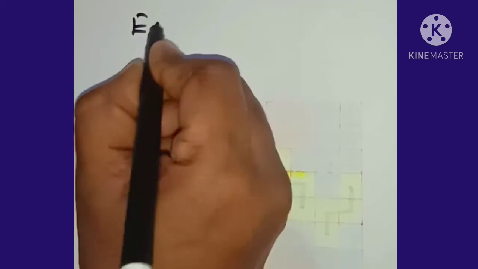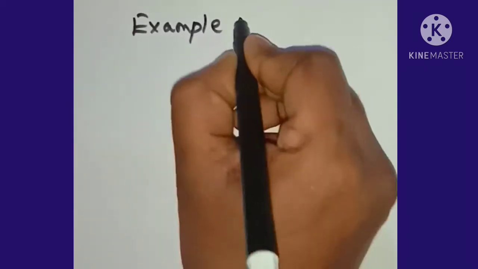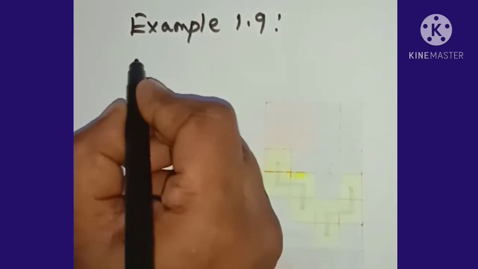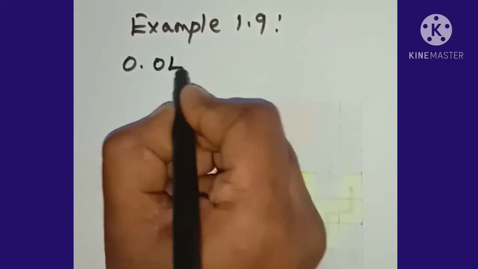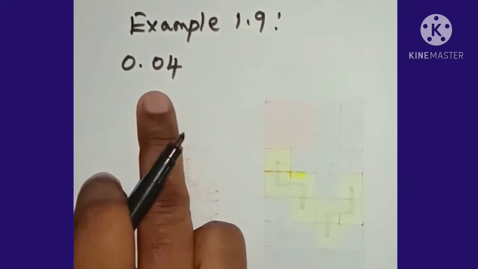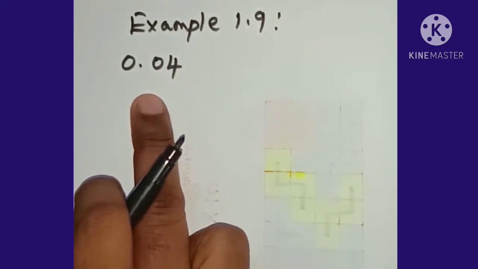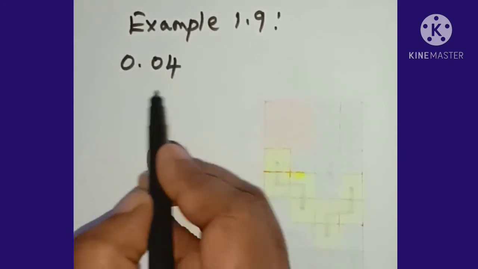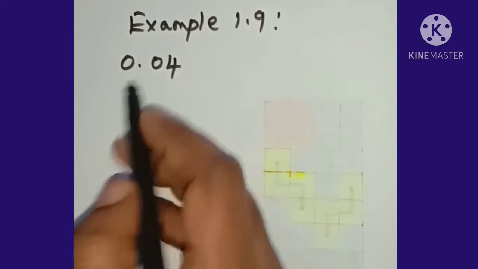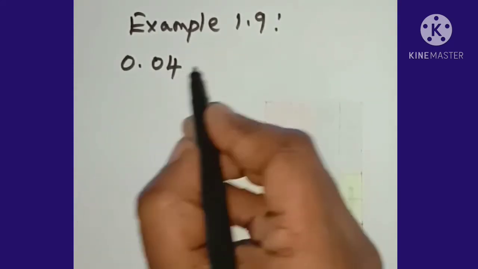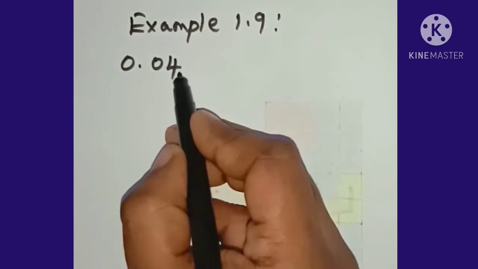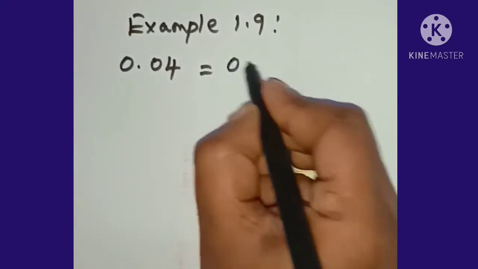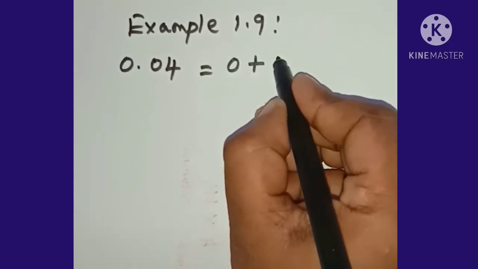Now students, example 1.9, convert the following into simplest fraction. So 0.04. Now we have to convert the given decimal number into a simplest fraction. So now, this decimal number can be read as 0 and 4 hundredths. So that is 0 and 4 hundredths.